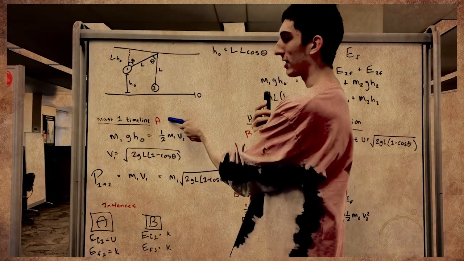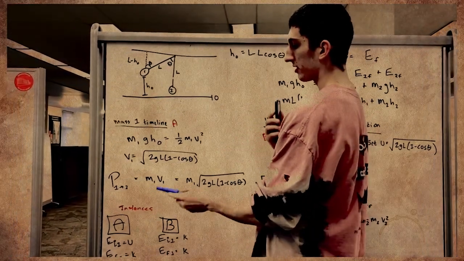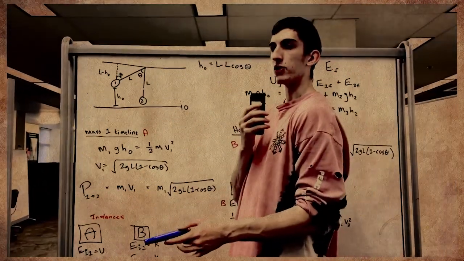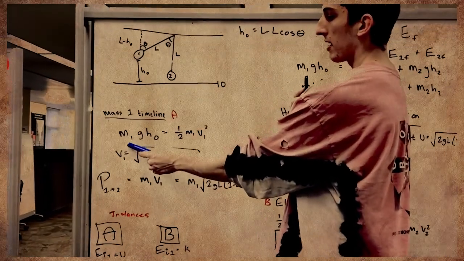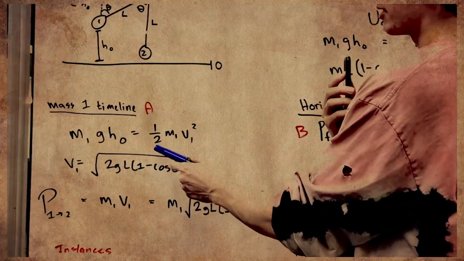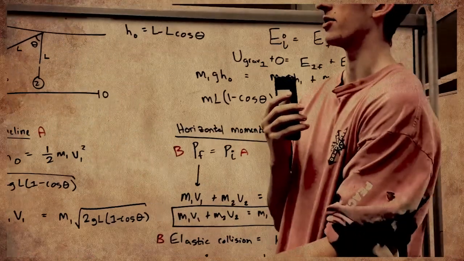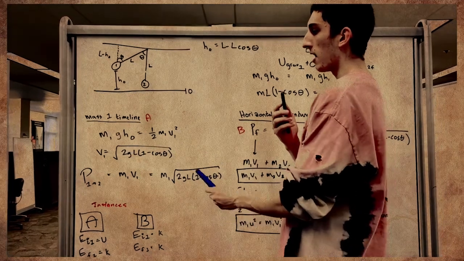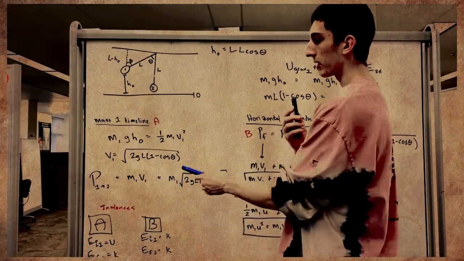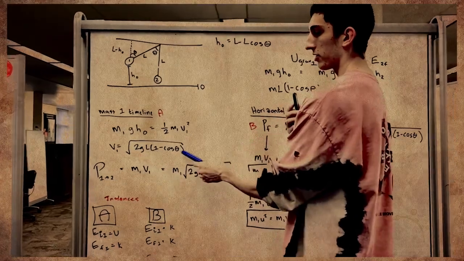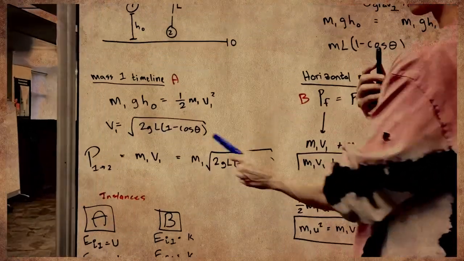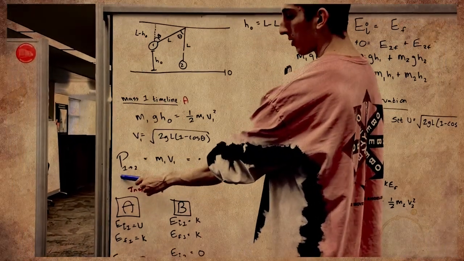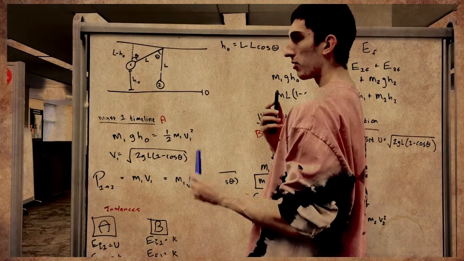So first, let's look at mass 1 timeline. So this is going to be instance A. We know that its initial and final energies are potential and kinetic, so we can set m1 g h naught equal to 1/2 mv squared. This is the gravitational potential energy equation and the kinetic energy equation, and substituting in h naught, we can get that the velocity is equal to this right here. Notice the masses cancel.